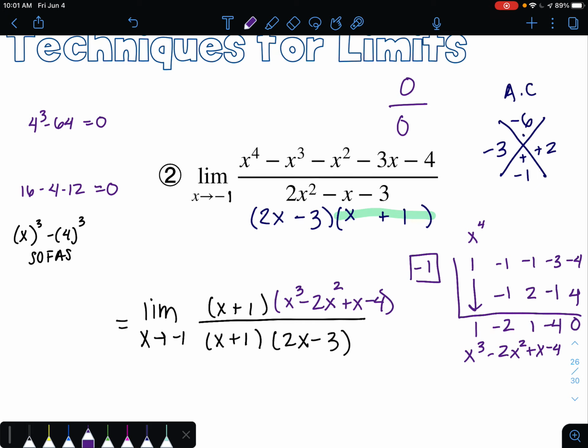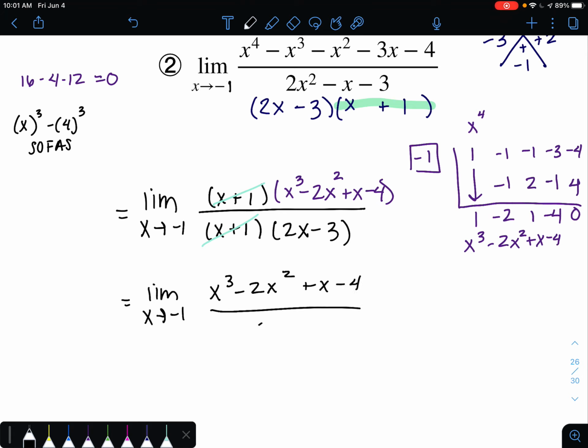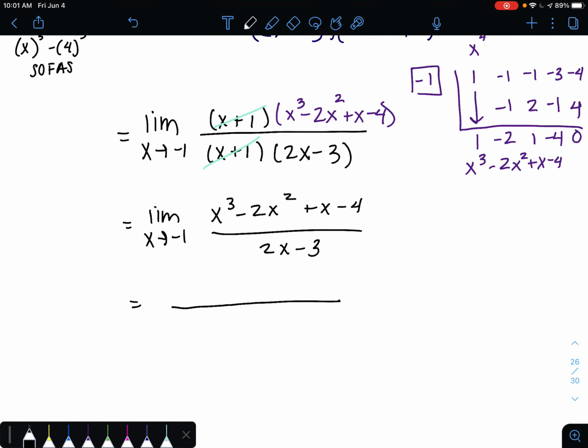Right, so you have all of those algebra tools at your disposal. You just have to remember them and know how to appropriately use them. So now I can cancel out that common factor of x plus 1. And so now I'm just taking the limit as x approaches negative 1 of x cubed minus 2x squared plus x minus 4 over 2x minus 3. And now I'm in a place where I can plug in negative 1.